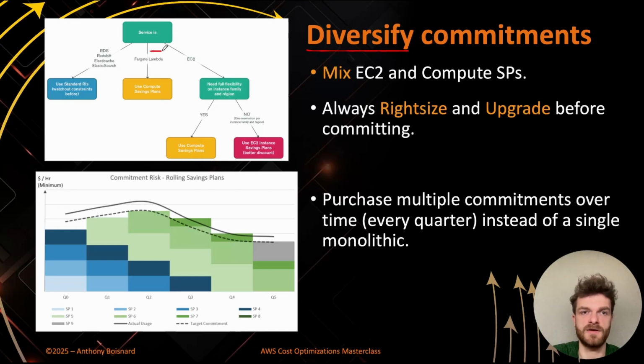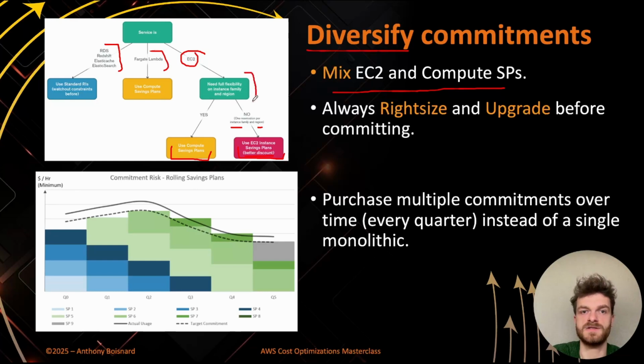For Fargate, Lambda, and for RDS, Redshift, Elasticsearch, and others like SageMaker, you only have one choice. But for EC2, you have two choices. First is using compute savings plans, and the second one is using EC2 instance savings plans, which gives you a better discount, but you have to specify for each one of them the instance family and the region. So it's good to mix between them. You can do 50% if you want, depending on the maturity of your organization.